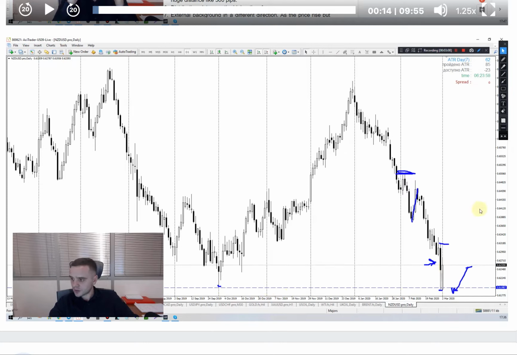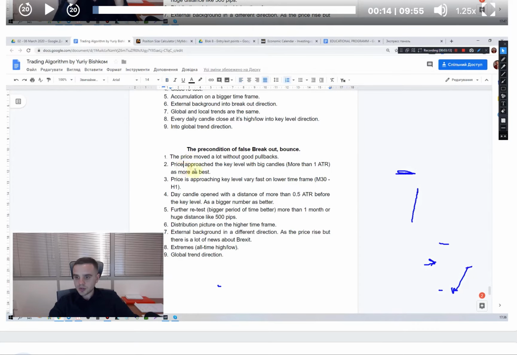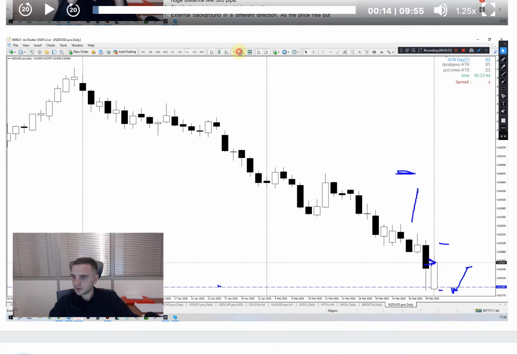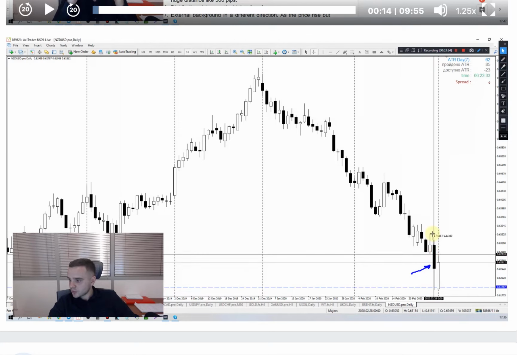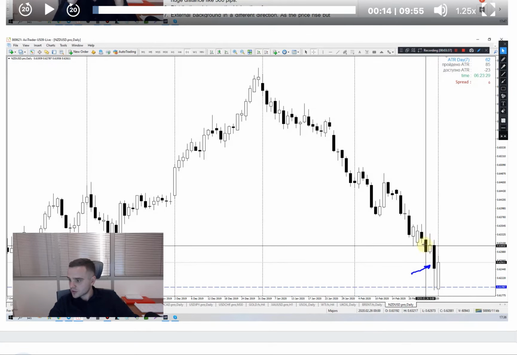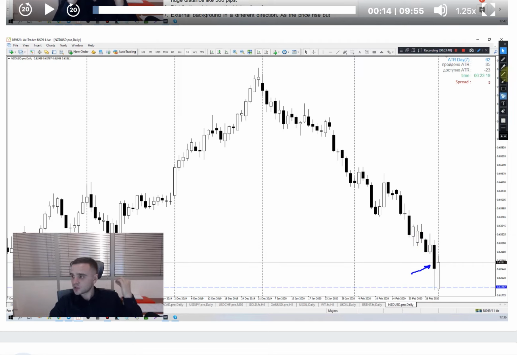That's why we should count ATR and how many pips price dropped. The next reason: price approaches the key level with big candles, more than 1 ATR, the more the better. Yes, the same example like I told. Take a look at this last candle, on this one. Before that, the average daily move was like 51 pips, 31 pips, 47, 55, 53. That means nearly 50 pips per day was the average daily move.